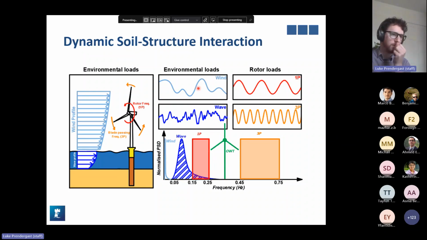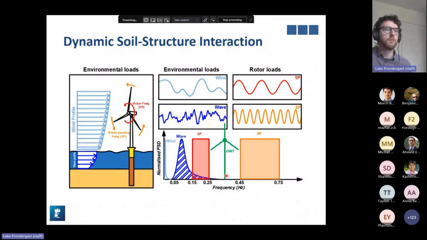So just to show a schematic which was made by a PhD candidate, Jack Todd-Buswell at Nottingham Centre for Geomechanics, this gives an idea of the various loads that act on a wind turbine. We have our environmental loads, the rotor loads, the blade passing loads, wave loads.